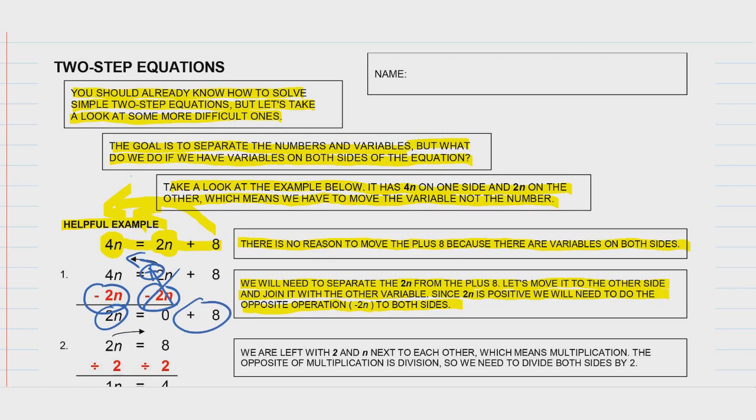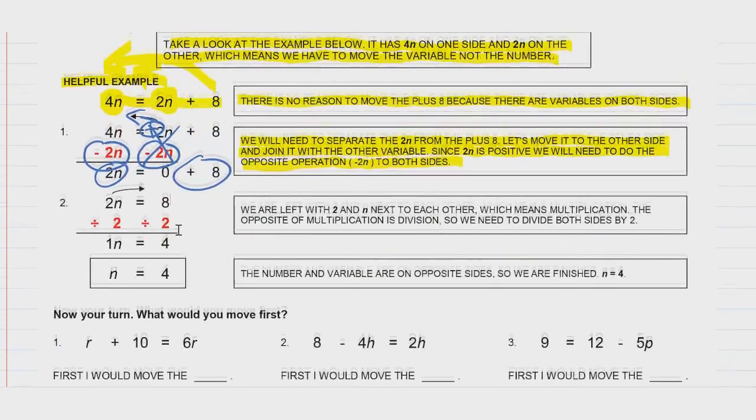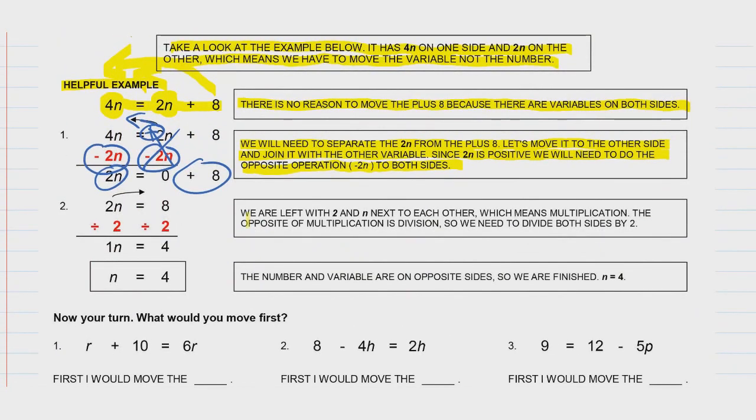Let's continue down. Let me move this down a little so we can see it better. It next says, we are left with 2 and n next to each other, which I just told you, which means multiplication. The opposite of multiplication is division, so we need to divide both sides by 2. And as you can see right here, we're left with the 2n right here. And you should know that 2n equals 2 times n, and we'll need to send the 2 to the other side to join the 8. Because remember, we're trying to separate the variables or the variable from the numbers.